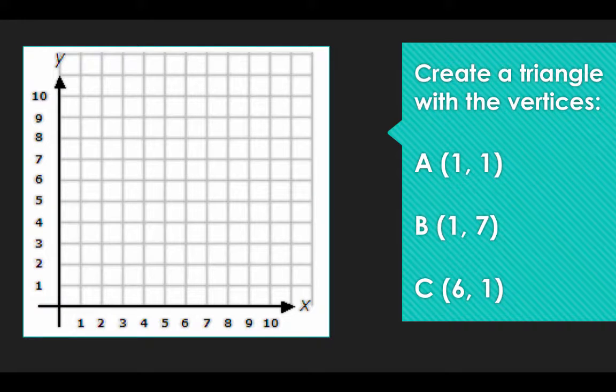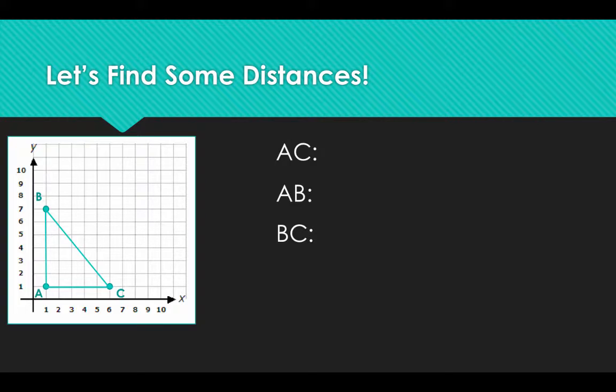So to get started, we're going to go ahead and create a triangle. So we're going to plot these 3 points on this coordinate plane right over here to the left. And then we're going to connect the points to create a triangle. So point A is the point 1, 1, B is the point 1, 7, and C is the point 6, 1. So those are now plotted, and we can connect our 3 sides.